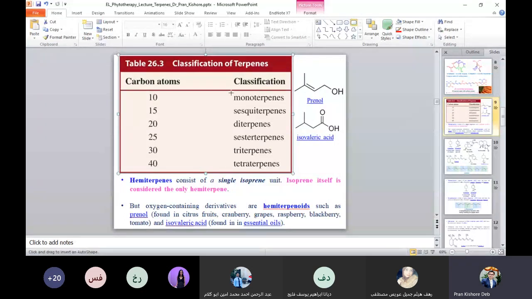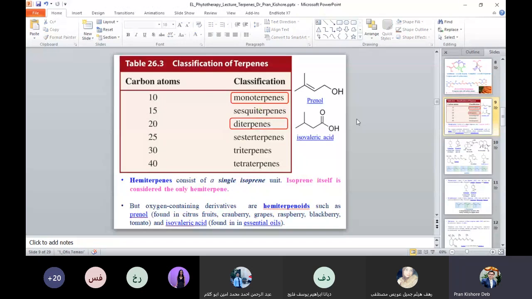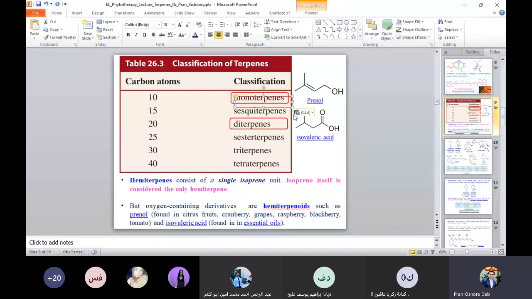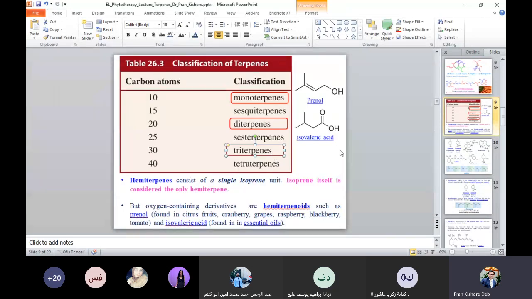Now here you see if it is 10 carbon, we call it monoterpene. Here you need to remember something. If it is 20, then diterpene. People get confused. Always remember, mono means 2 isoprene. So diterpene means how many isoprene? 4 isoprene. Triterpene means how many isoprene? 6.